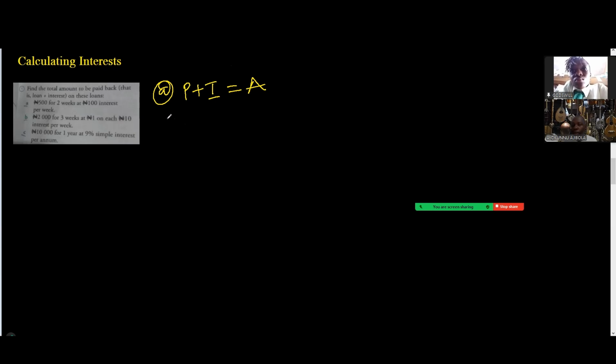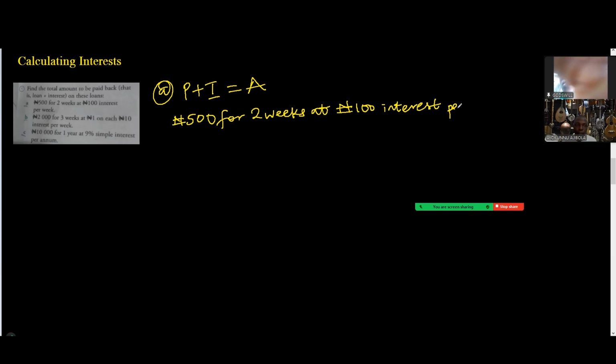So for the first part, it says 500 naira for 2 weeks at 100 naira interest per week. Per week. So since this is just 2 weeks, you just analyze it and say the interest for 1 week is 100 naira.